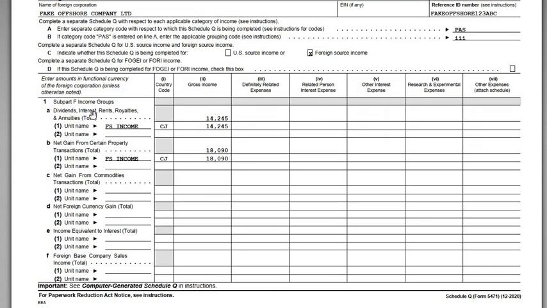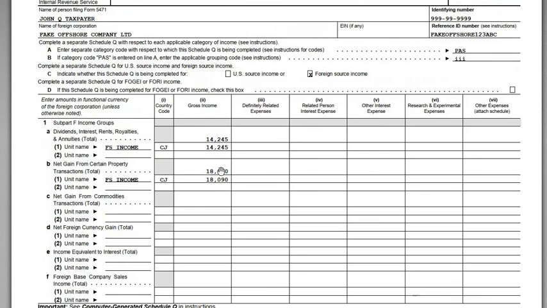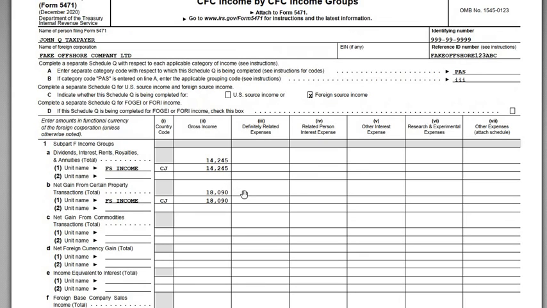So we have our Subpart F income group here. This is where we're living for our fact pattern, right? The only types of income we have are the dividends, the interest, and the gains from the sale of the stocks. Now, you enter everything on a gross basis, right? So these numbers, and the expenses here, if any, are very similar to what we saw with the Schedule I video, right?